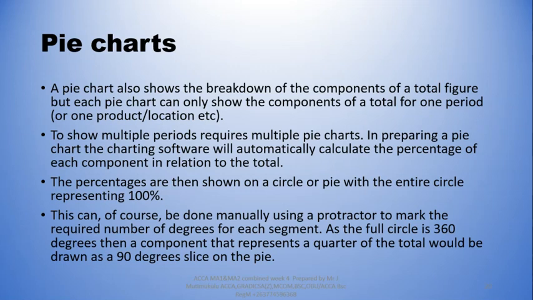To show multiple periods requires multiple pie charts. So you can't have one pie chart to show multiple periods. A pie chart can only show a particular period. So if you want multiple periods, then you need to have multiple pie charts. In preparing a pie chart, the charting software normally does the work for you in terms of computing the percentages of each component of the total.